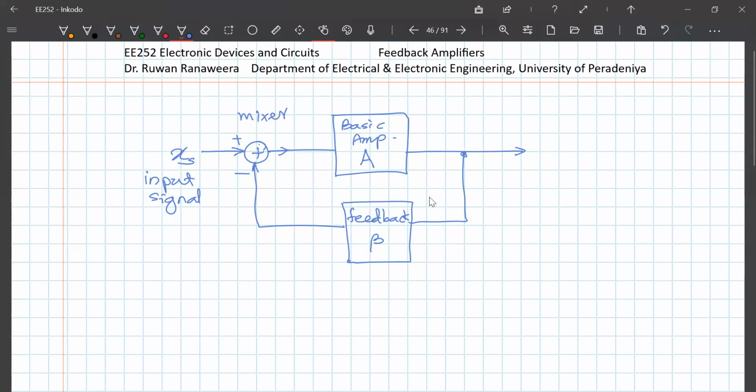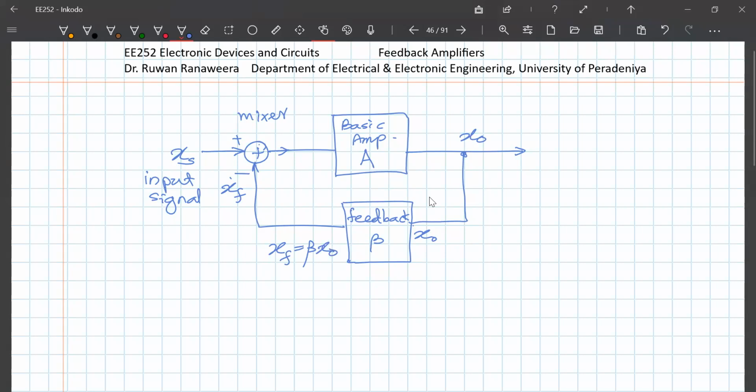The output of that is called XD. The first input is the source signal. The second input is the feedback signal, XF. XF is equal to beta times the input to this circuit, which is X out. So beta times X out is the output of that.